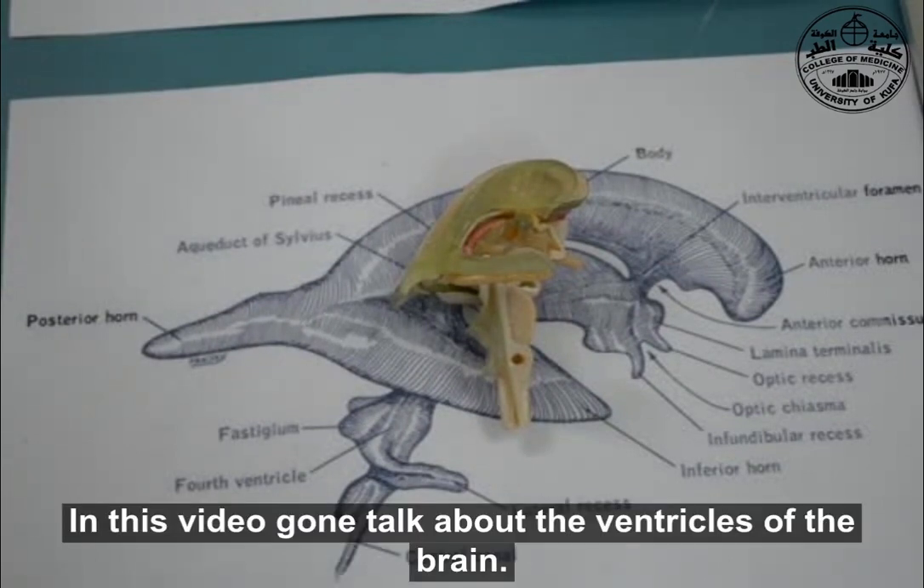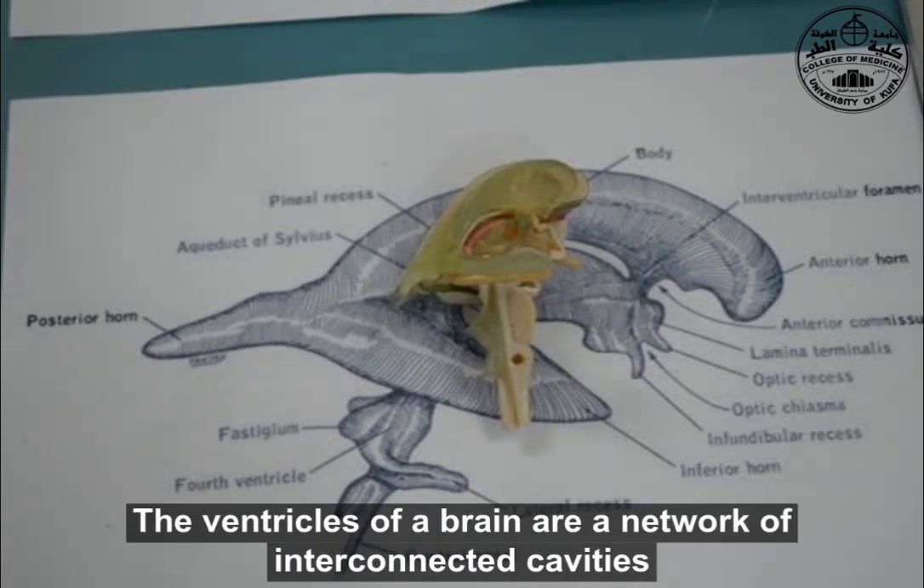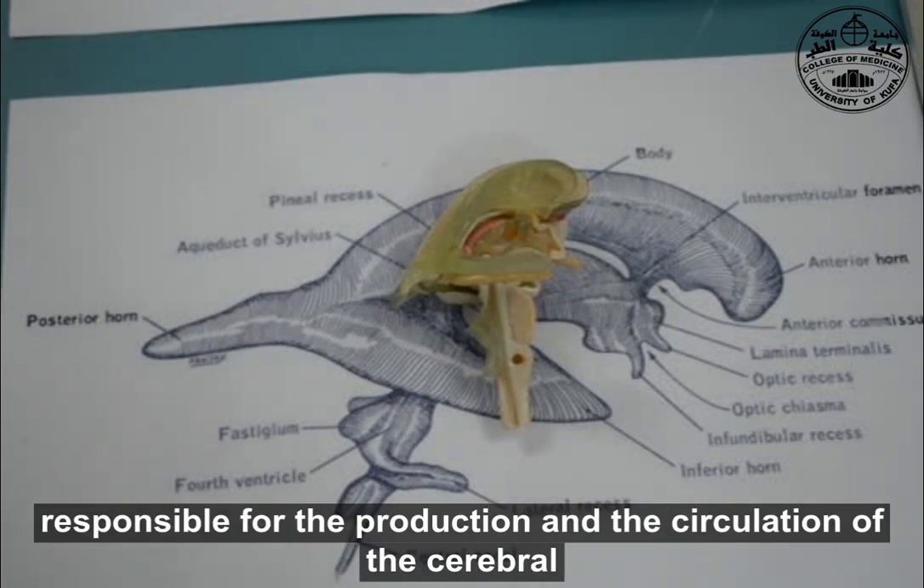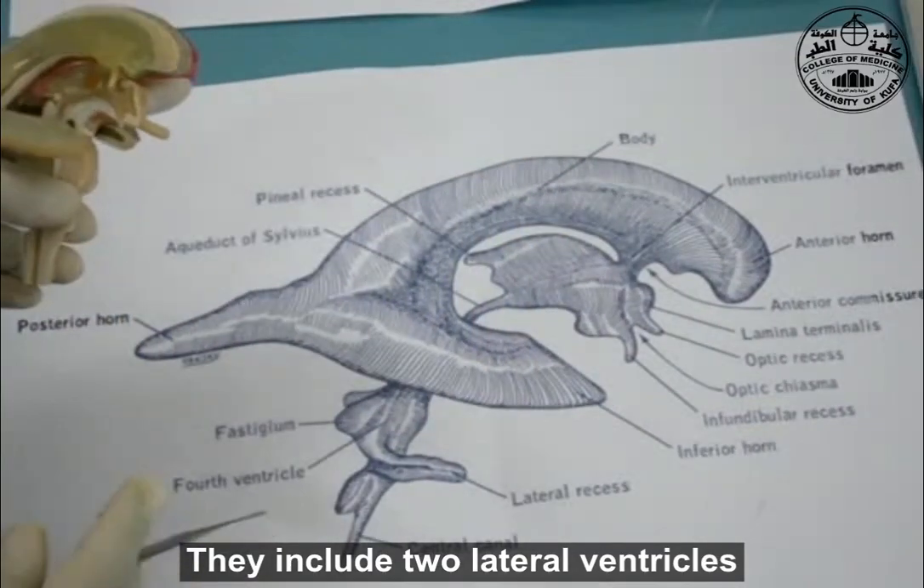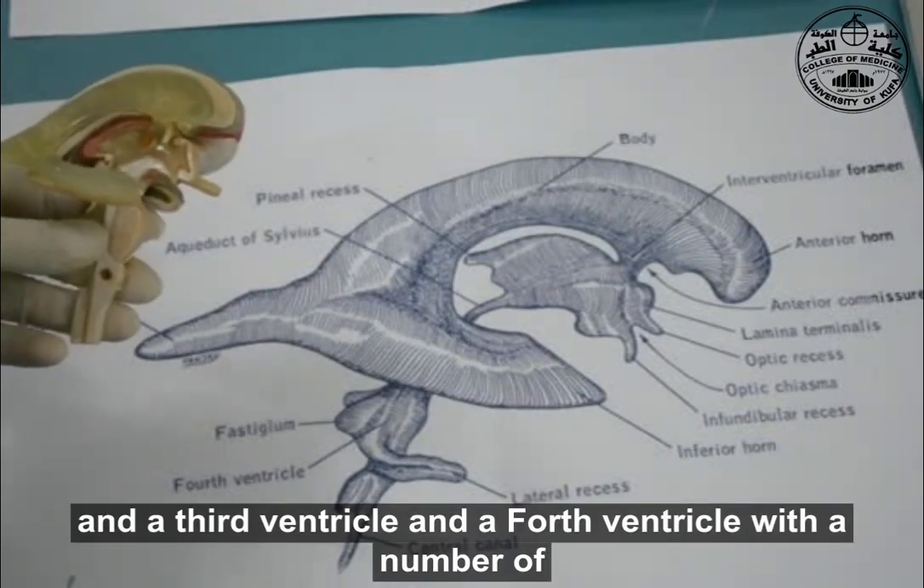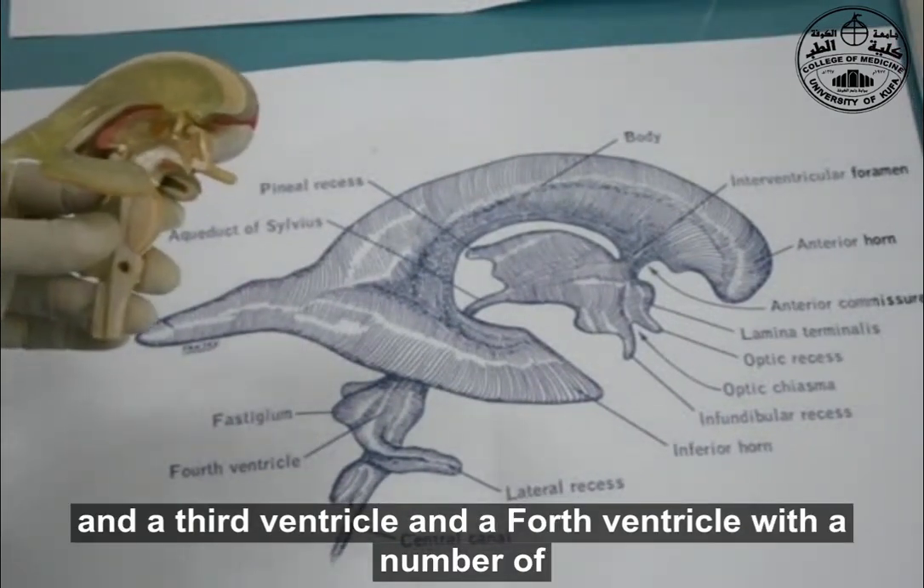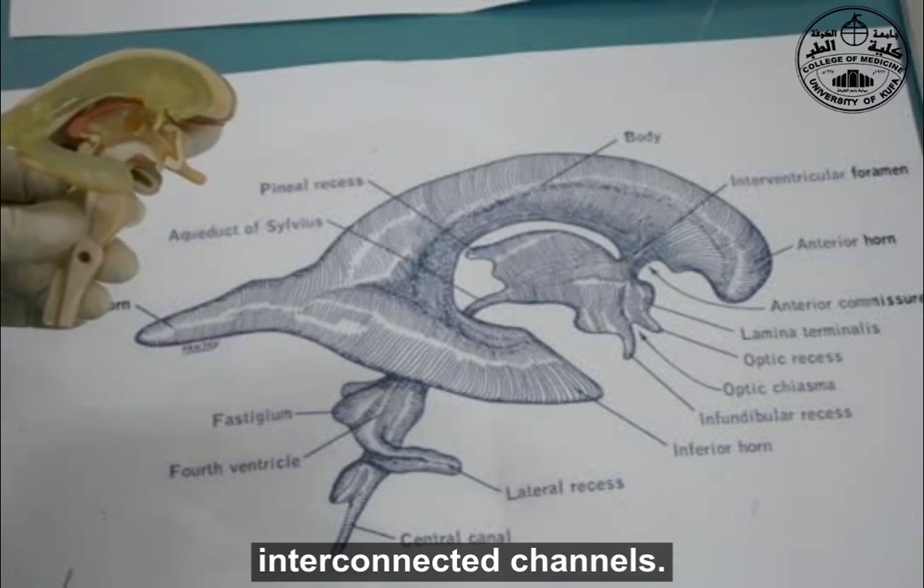Hello everyone. In this video I'm going to talk about the ventricles of the brain. The ventricles of the brain are a network of interconnected cavities responsible for the production and the circulation of the cerebrospinal fluid. They include two lateral ventricles, a third ventricle and a fourth ventricle, with a number of interconnected channels.